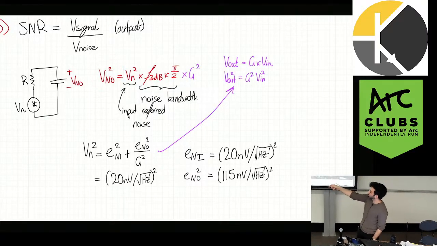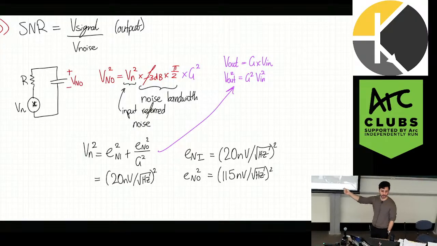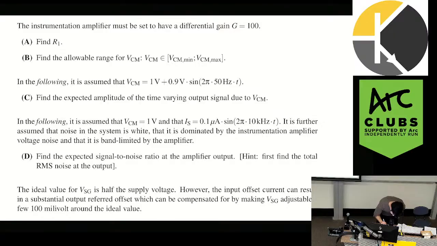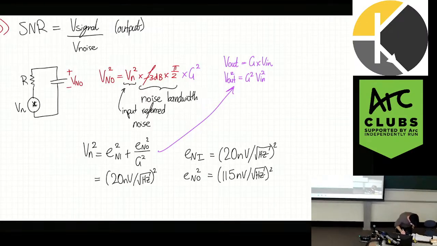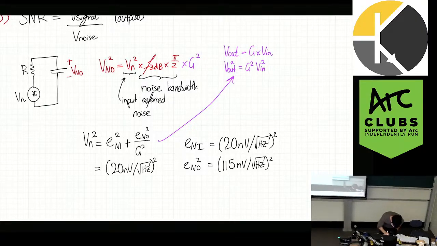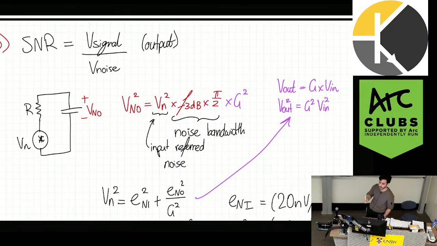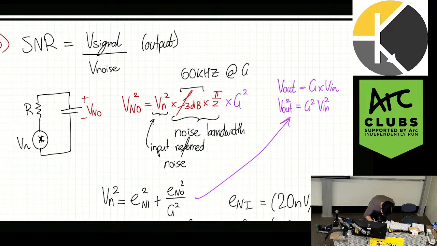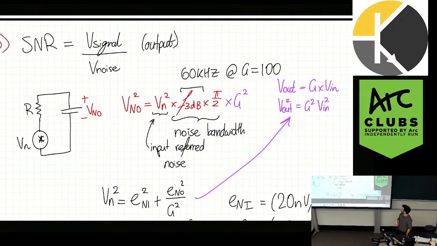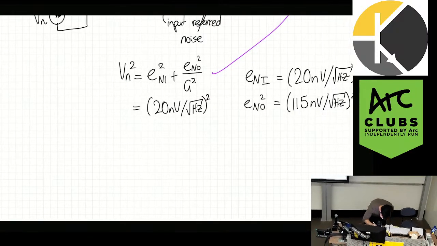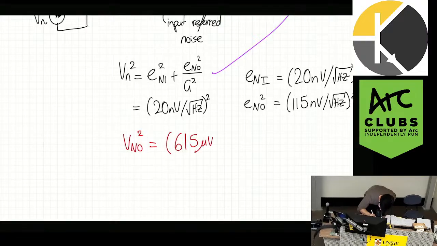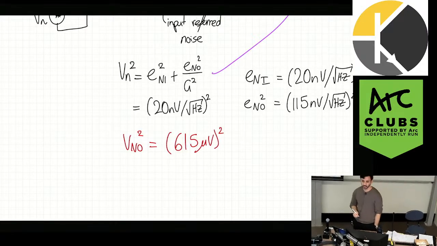I've calculated the input referred noise, and the bandwidth you can get from the circuit as well. Yep. So the bandwidth of the circuit is 60 kilohertz. So again, this is all from the data sheet. Okay, so this is given as 60 kilohertz at G equals 100. Okay, and then when you calculate what Vn0 squared is, you get 615 microvolts squared. Is that okay so far?